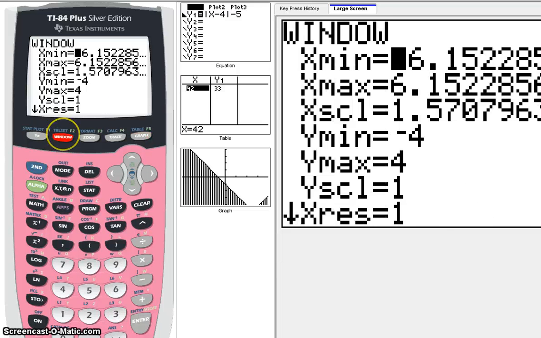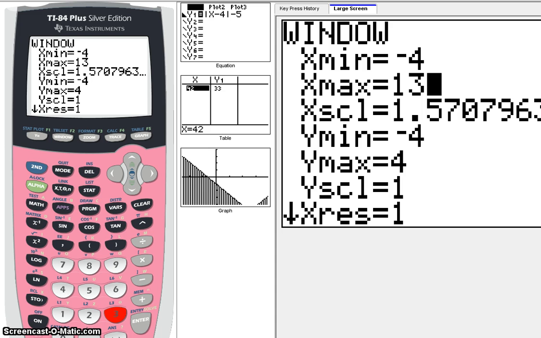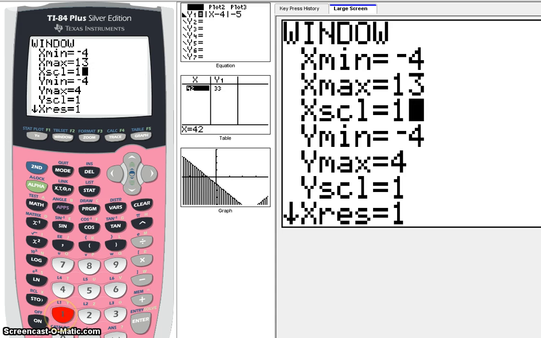So I'm going to change my window so that my x values are definitely less than -1. I think I just might make my x min -4. And then for my x max, I'm going to make probably about 13. That's bigger than 9. And I'm going to count by ones. And my y scale is fine. It really doesn't matter how low or how high I'm going, because I really just need to see the x-axis. So now I'm going to look at my graph.